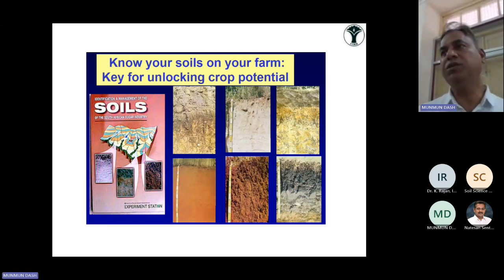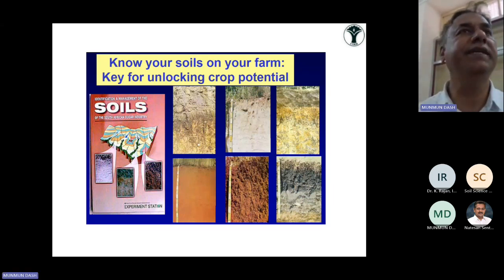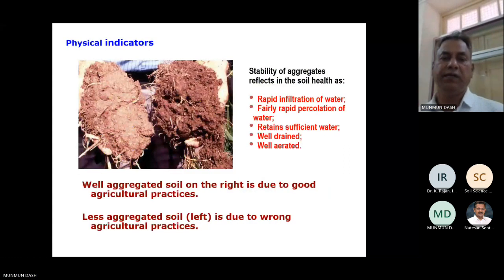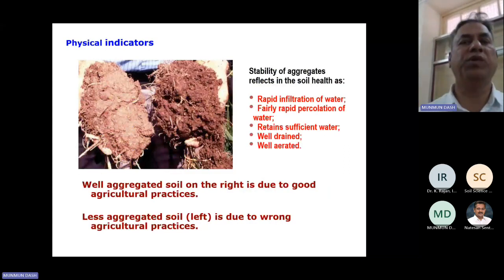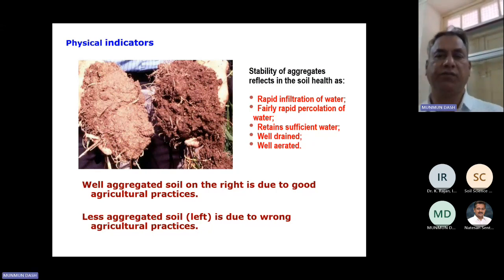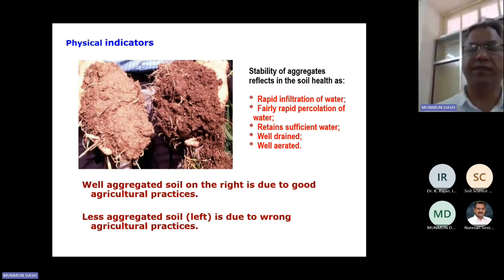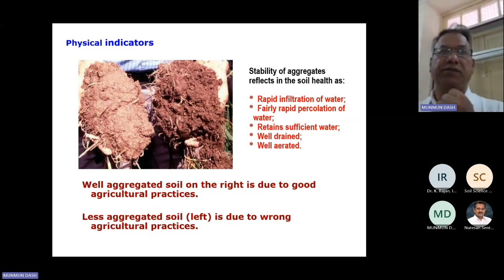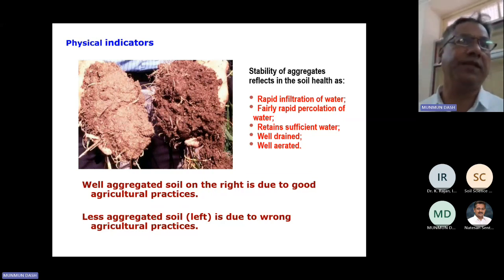Most important among the indicators we identified is the aggregates. Aggregate size is most important as a component of indicators, and it plays a significant role in rapid infiltration of water and fairly rapid percolation, retaining sufficient water, and keeping soil well drained and well aerated. One of the most important physical indicators we take is the aggregate particles.